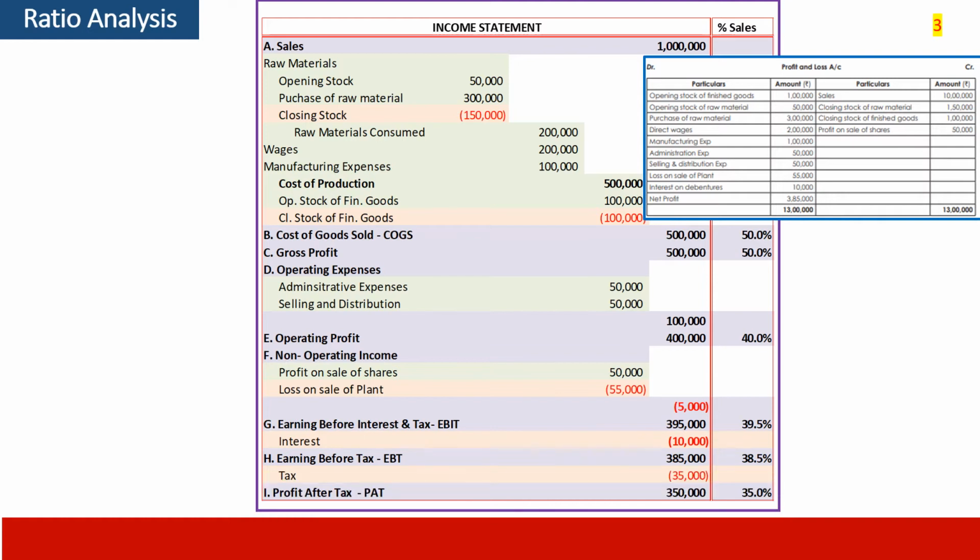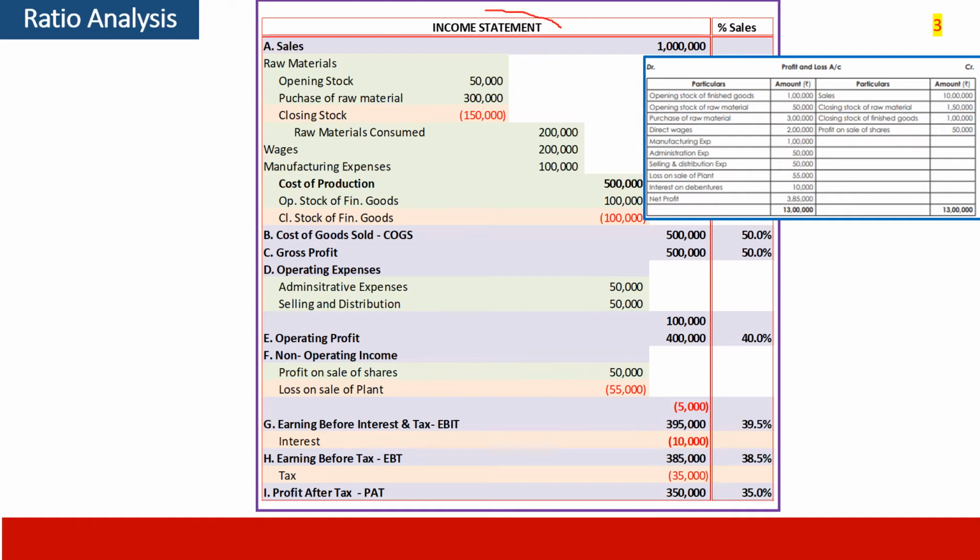Then we will provide for tax of 35,000 out of 3,85,000 for the sake of completing the format. And you have got 3,50,000 as the profit after tax.